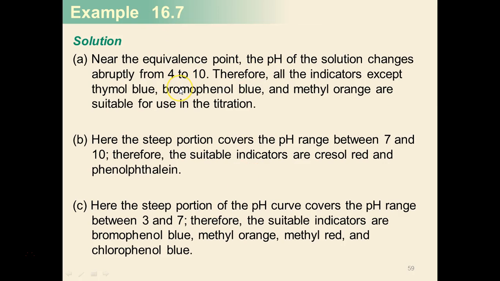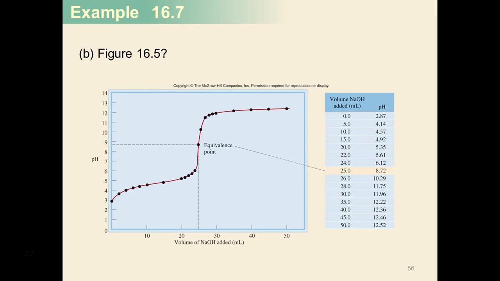All right, so acceptable indicators would be everything except thymol blue, bromophenol blue, and methyl orange. Everything except them will be suitable for use in this titration. You can see that the endpoints of everything except those lie within the range that the equivalence point exists. Now let's look at another figure, figure 16.5.